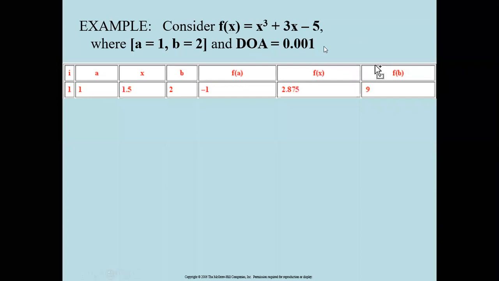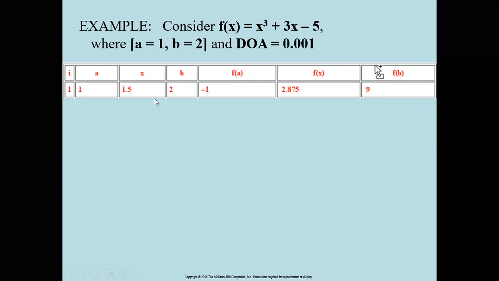Okay, so example. Let's say we're given the function f(x) = x^3 + 3x - 5, and the interval from 1 to 2. The stated degree of accuracy is 0.001. So to solve this problem, we need to determine the root of the given equation using the bisection method.